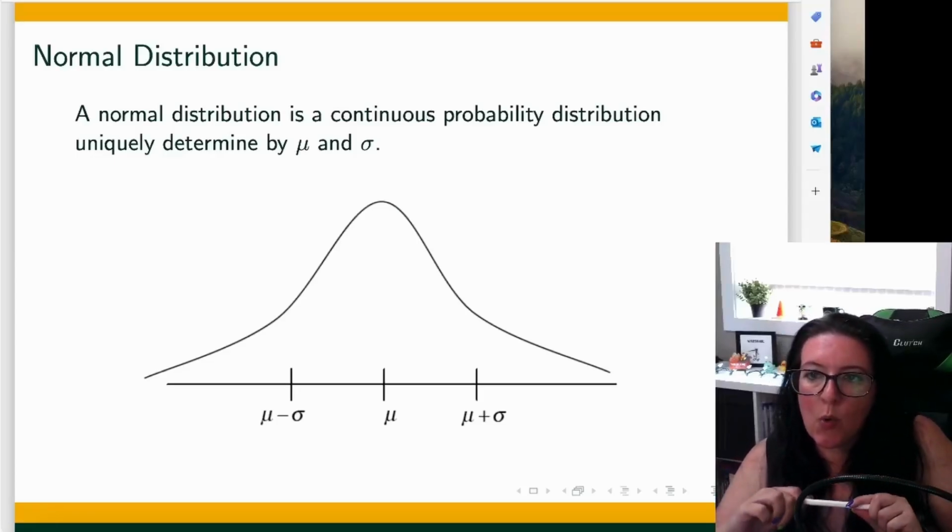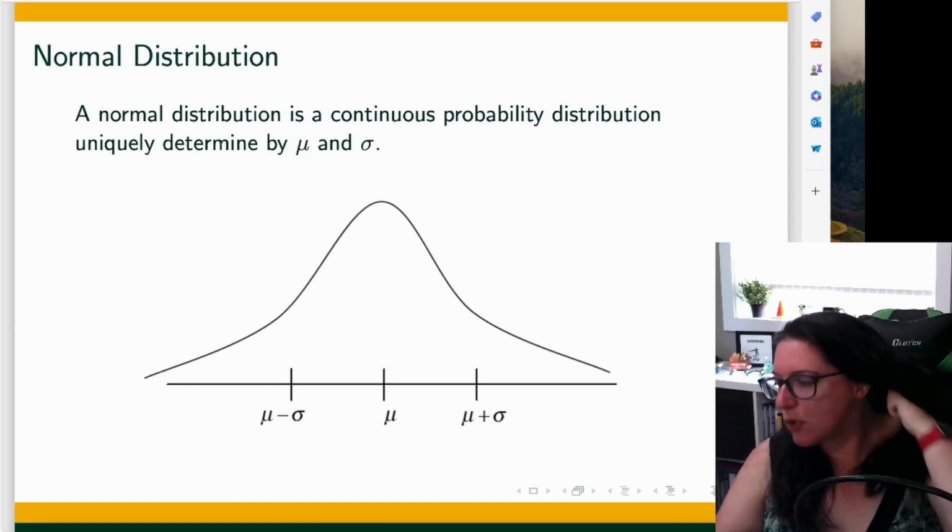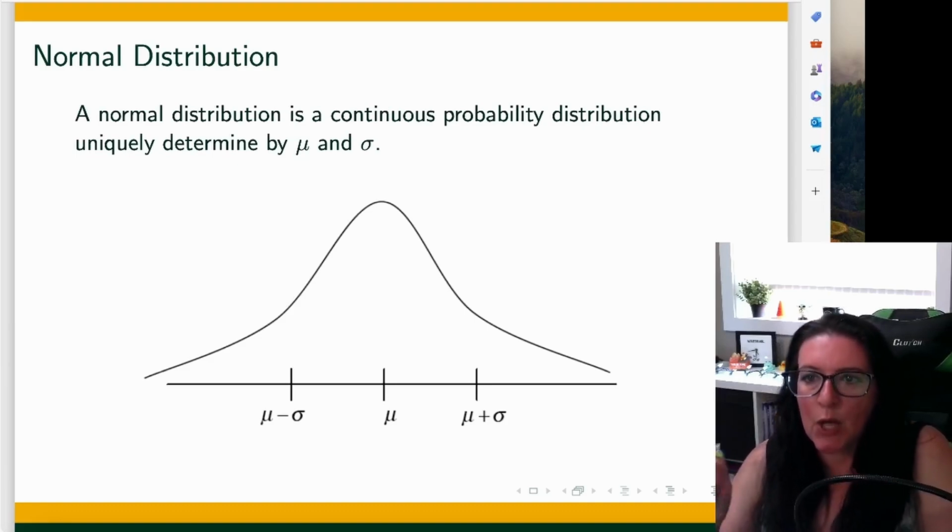In our previous video, we looked at a uniform distribution, and we're continuing our discussion about continuous distributions. So let's look at the normal distribution. A normal distribution is a continuous probability distribution.